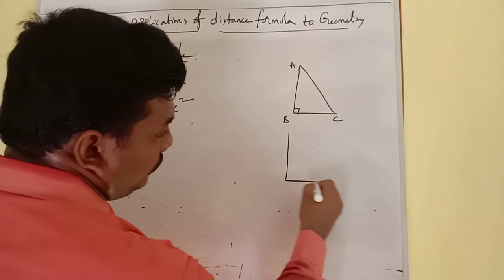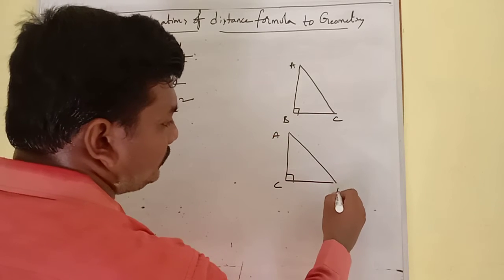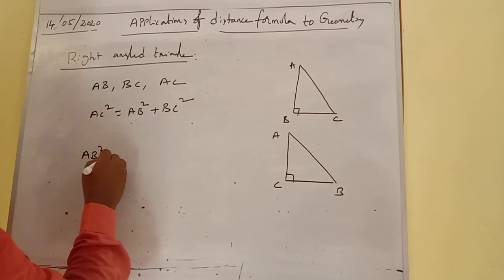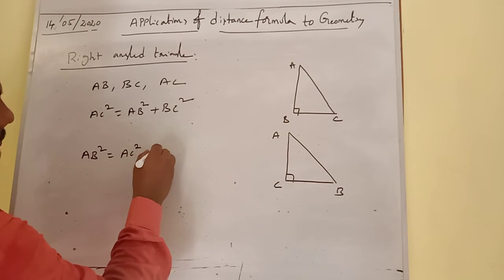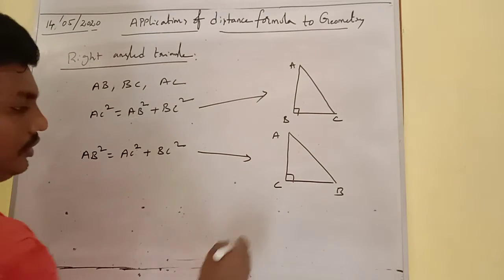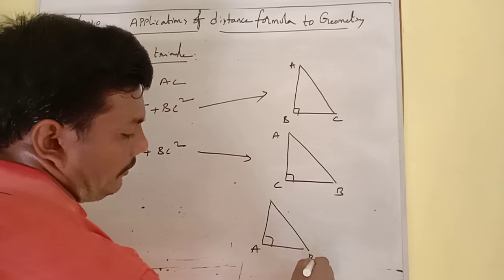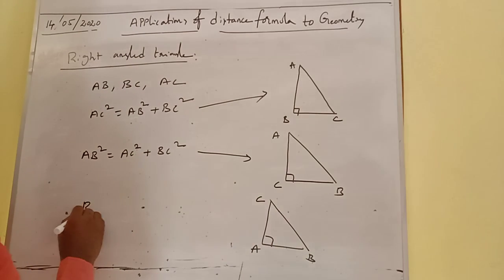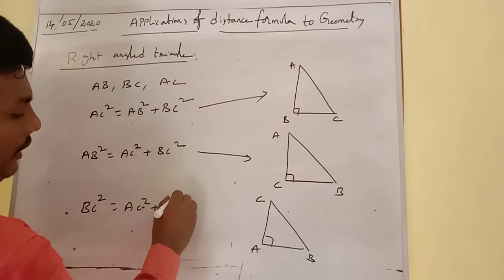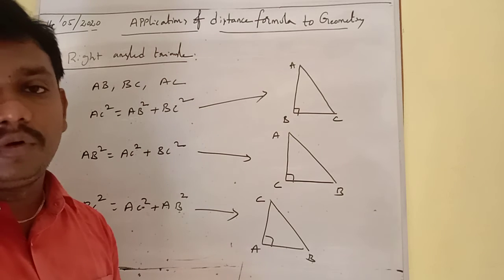If it is a right angle triangle with the right angle at C, with A and B, then what happens? AB square is equal to AC square plus BC square. That is based on this condition. For another right angle triangle, we consider A as the right angle, with B and C. From this condition, BC square is equal to AC square plus AB square. These are the properties of a right angle triangle.